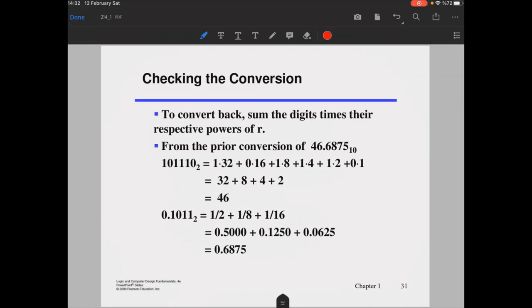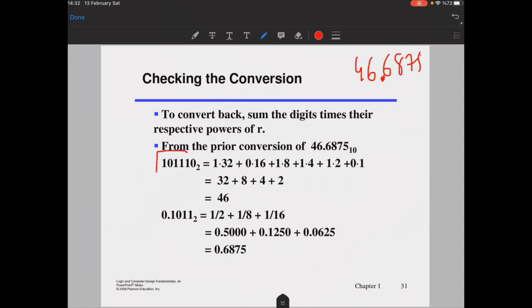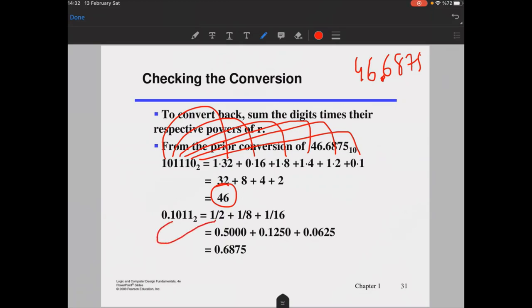In order to check the conversion back, what was our number? Okay, this was our number, right? So what you do here is, you don't need to do this, but if you want to, this one is this one, this one is this one. Oops, I made a mistake. Anyway, you can do it carefully on your own. Finally the zero is this one. So you add them up and you will eventually get this number. And for the other ones, this one is this one.